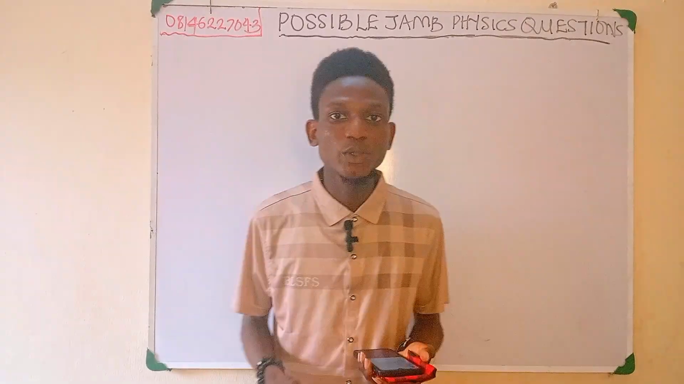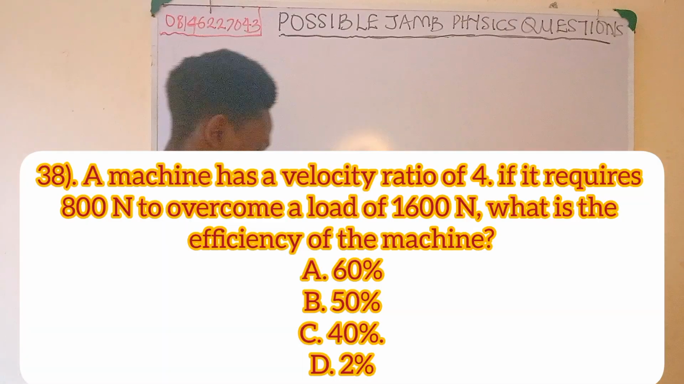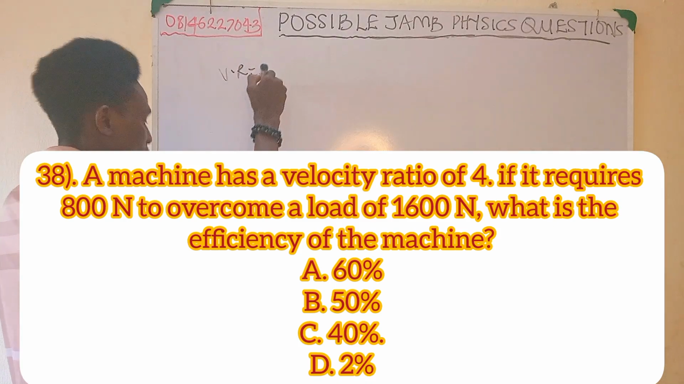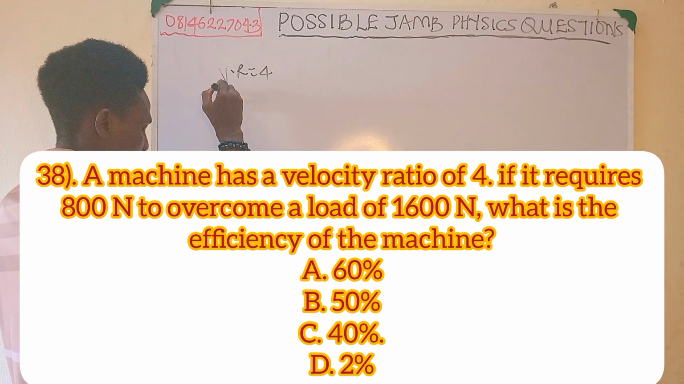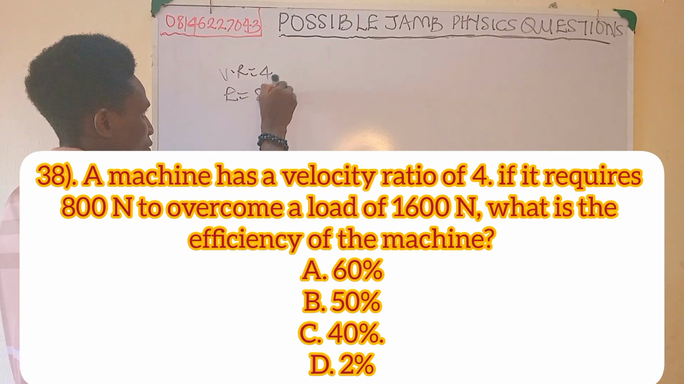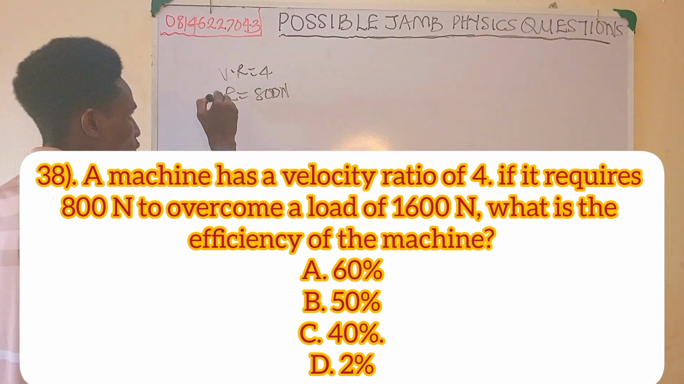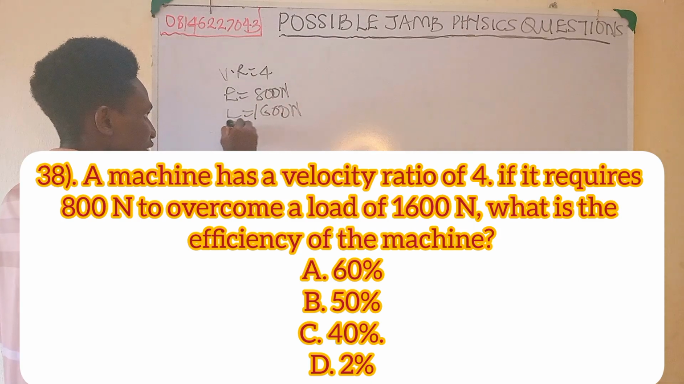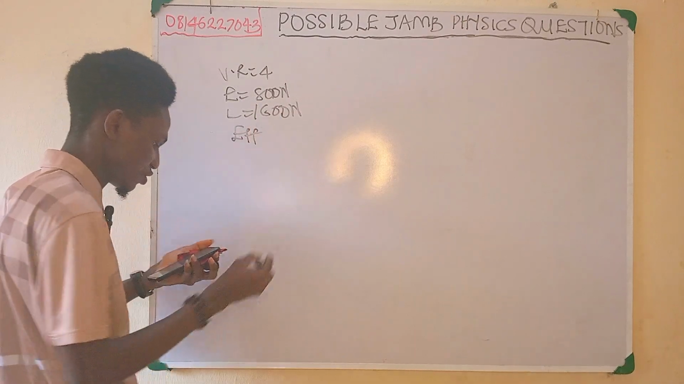So please take note. The next question says that a machine has a velocity ratio of 4. If it requires 800 newtons to overcome a load, as effort is 800 newtons, a load of, so load is 1600 newtons. What is the efficiency?